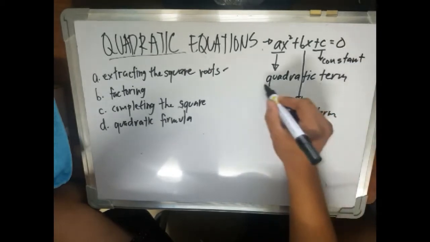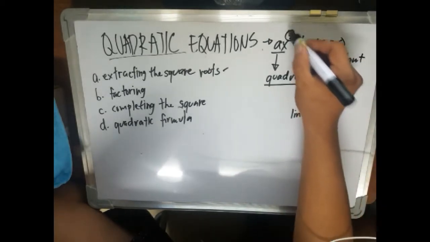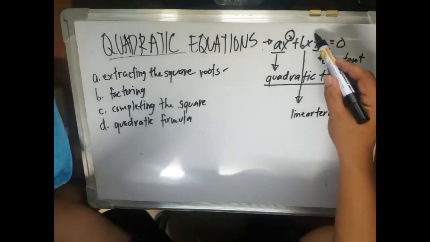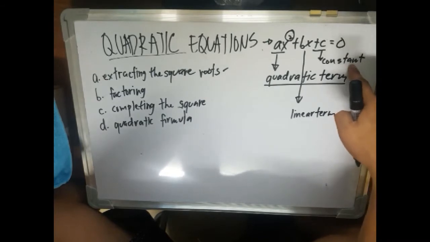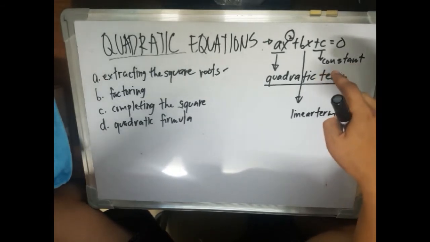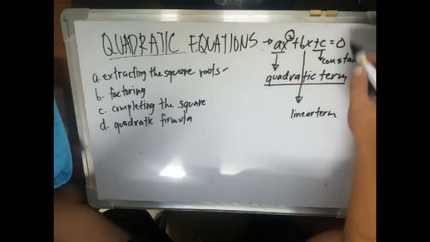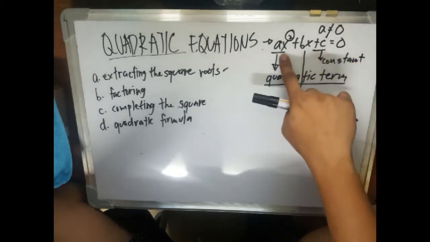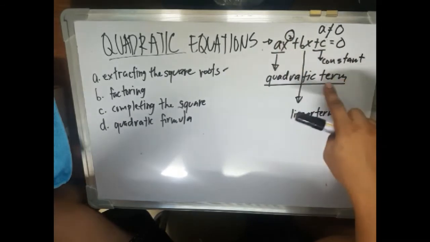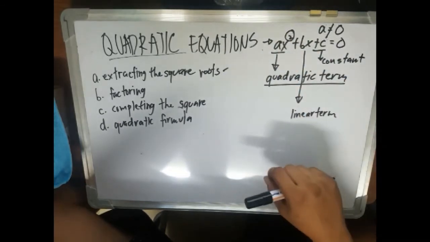So, quadratic term kasi meron siyang squared. Yung walang squared, that is your linear term. Yung constant, yung walang x. Okay? So, bawal yung dito sa quadratic equations, yung a natin, bawal maging 0. Kasi pag naging 0 yung a, mawawala na yung quadratic term. So, hindi na siya matatawag na quadratic equations.